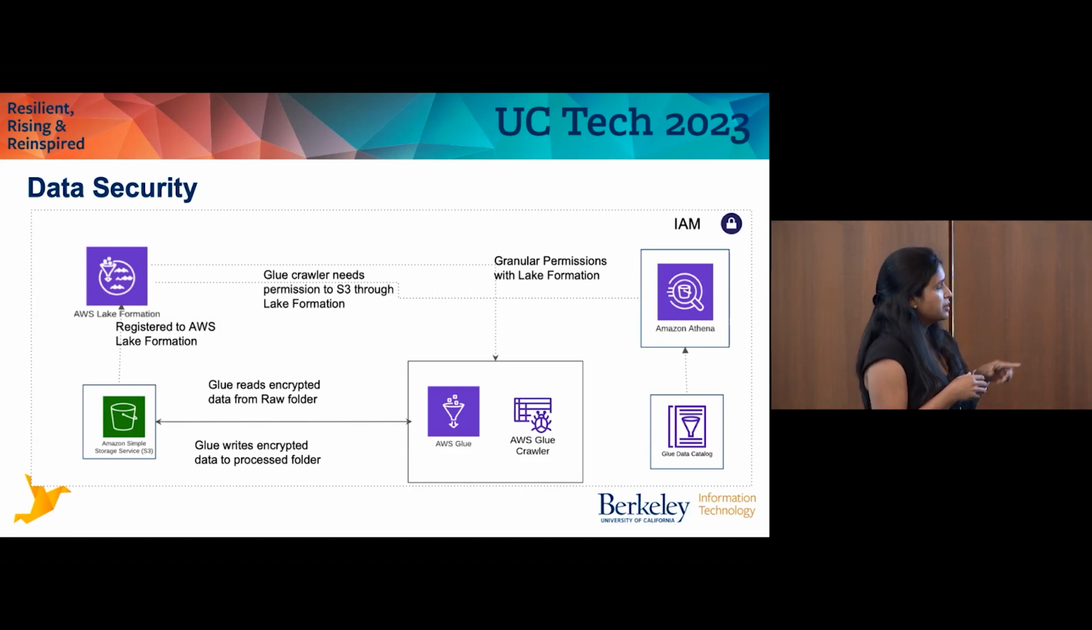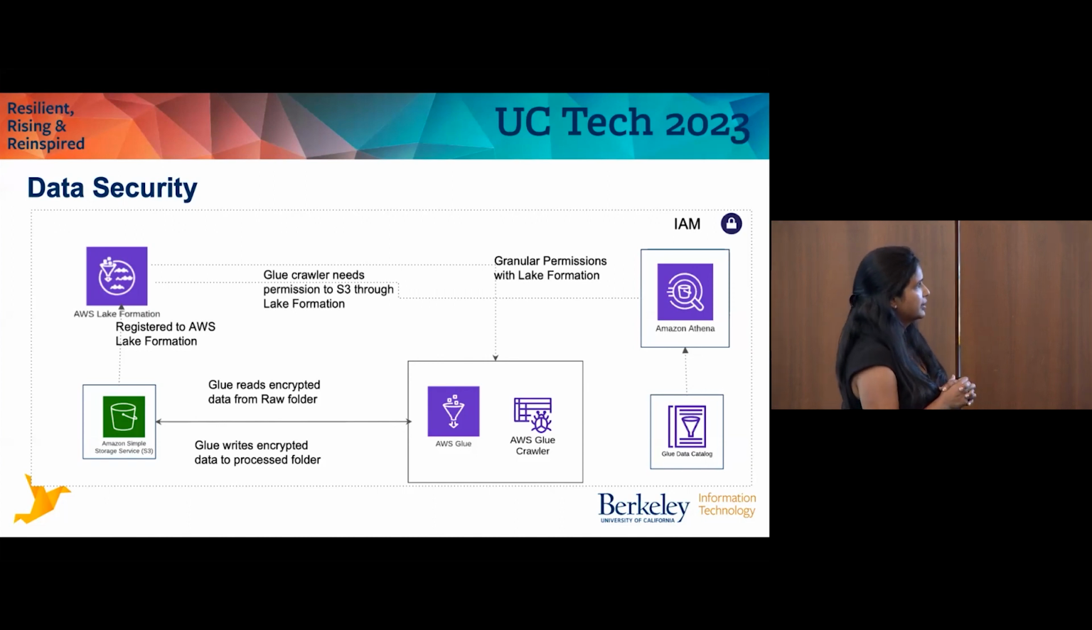And in this ecosystem, the S3 bucket is actually registered with Lake Formation. So any AWS component, or be it any application or any user interacting with the S3 data, they have to go through Lake Formation. So this is how we have enabled the fine-grained access in the data lake.